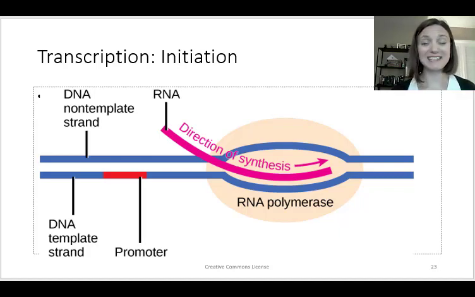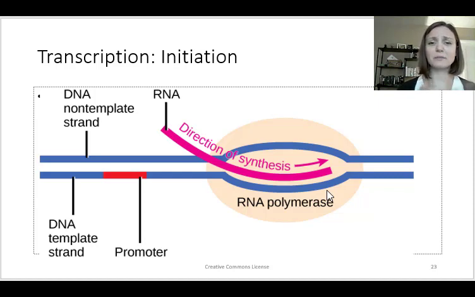So in transcription, what's going to happen is that we're going to have an enzyme, RNA polymerase, this light pink blob right here. RNA polymerase is an enzyme that builds RNA. So we saw DNA polymerase. DNA polymerase is responsible for DNA replication. RNA polymerase is an enzyme that's going to build RNA molecules.